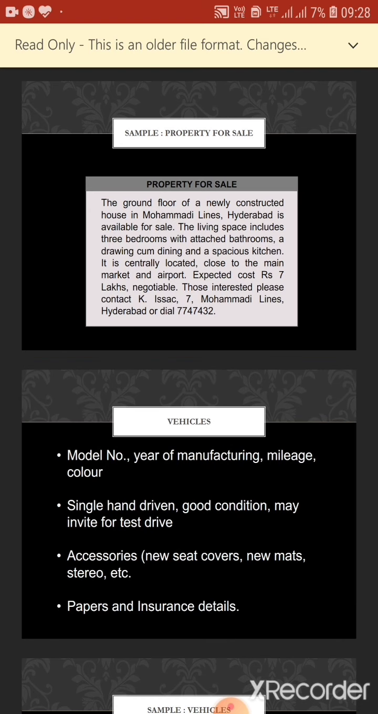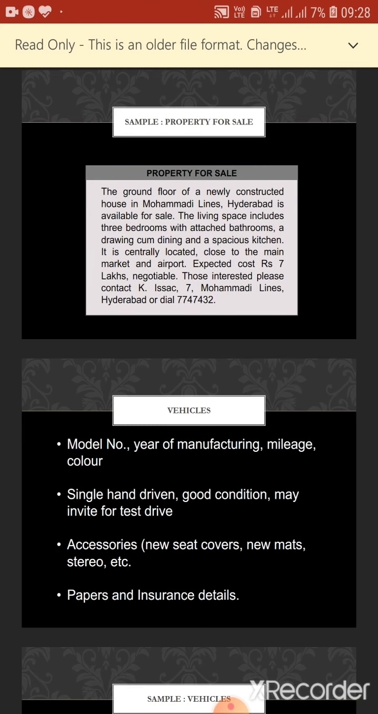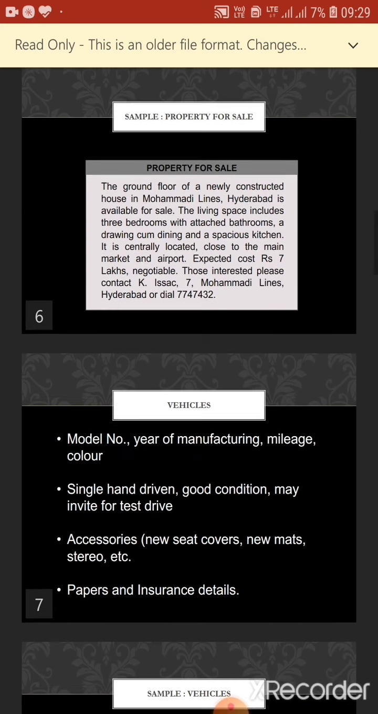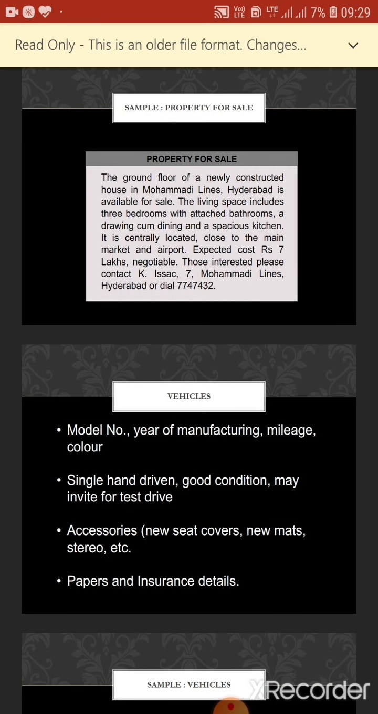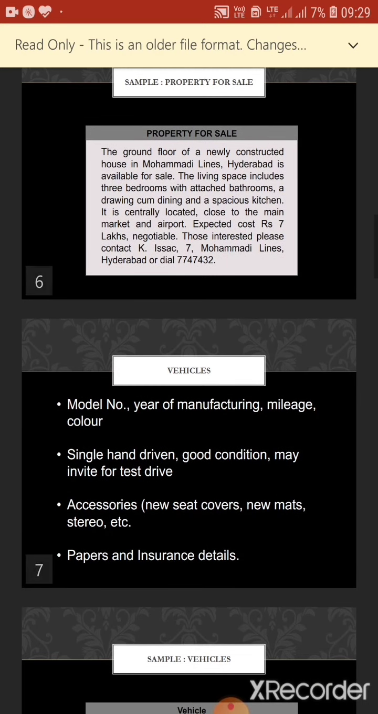In the second sentence you see that the commas are used to describe the house. The living space includes 3 bedrooms with attached bathrooms, a drawing cum dining, and a spacious kitchen. So in the second sentence, almost all the physical description of the house has been given. Now you see the third sentence. It is centrally located, close to the main market and airport. Location has been described in the third sentence.